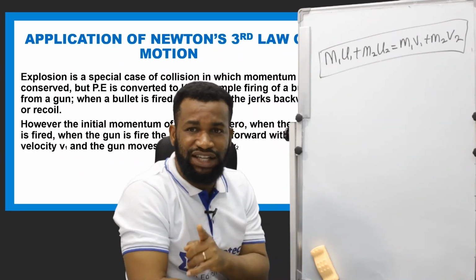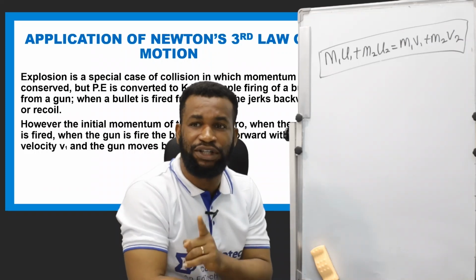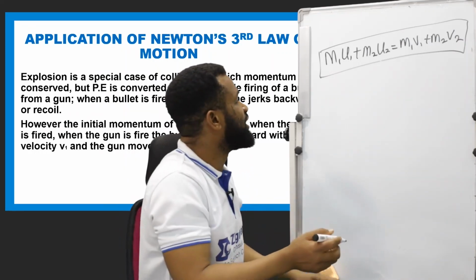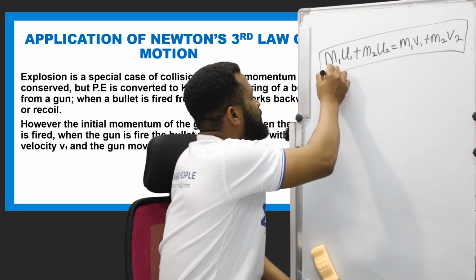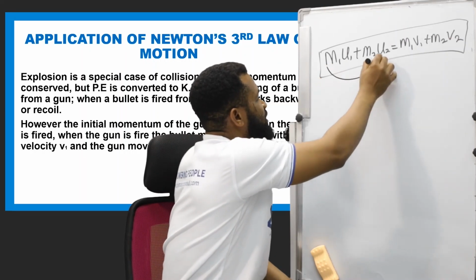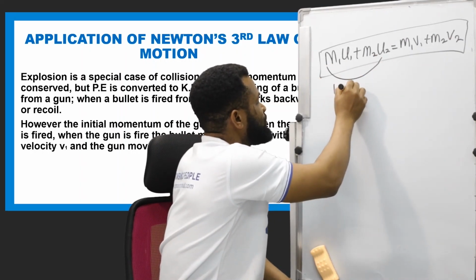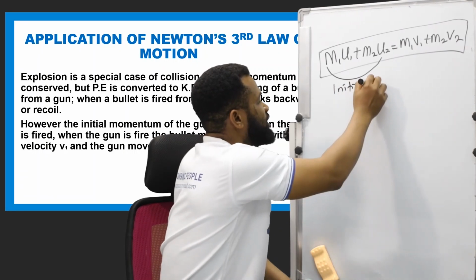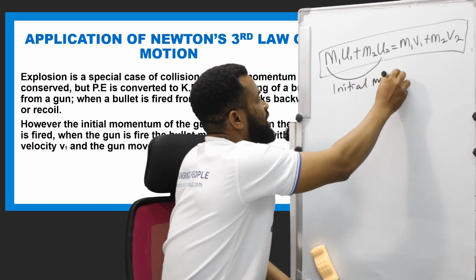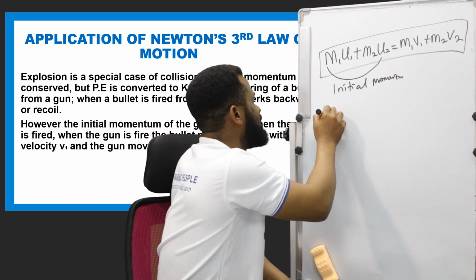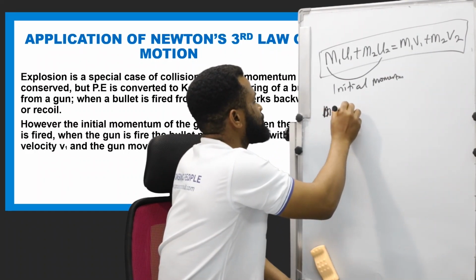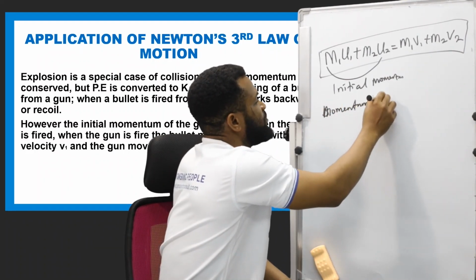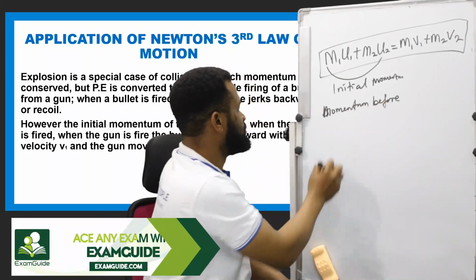Now, but look at what it says. It says, however, initial momentum of the gun is 0. What is the initial? Everything that happens here, from here to this place, is the initial momentum. Sometimes we also say momentum before. I like to say momentum before. Momentum before collision.